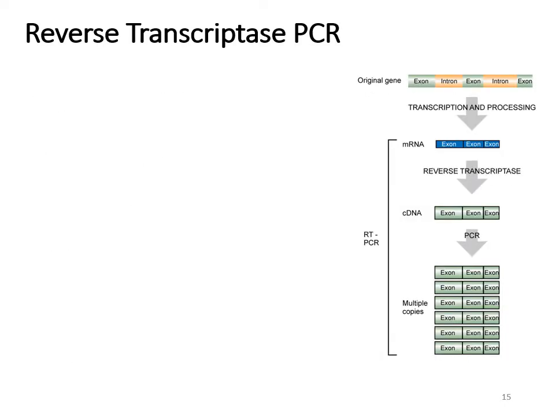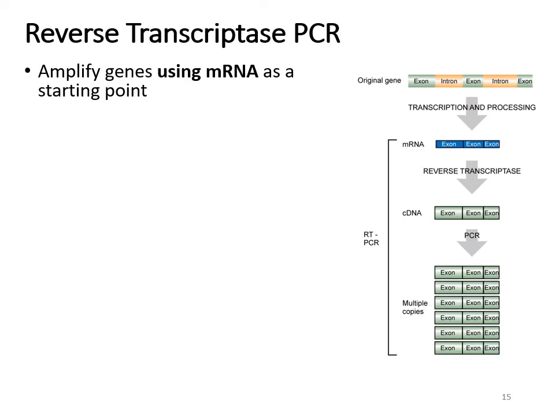Similar to that, sometimes you will hear reverse transcriptase PCR. What reverse transcriptase PCR is, now you're amplifying genes using mRNA as the starting point, because as you know, reverse transcriptase means you're going from RNA to DNA. Now, why would you want to use mRNA as a starting point of your PCR?